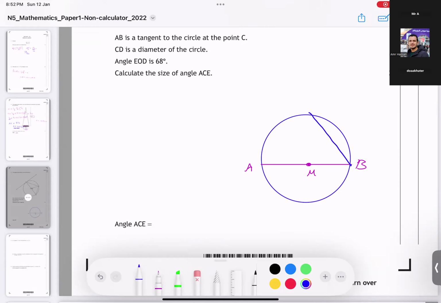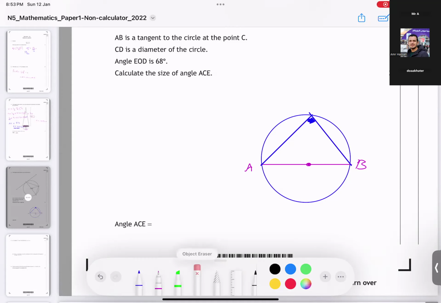This one is an inscribed angle. You don't have to get the measure of this one, because it always equals 90. Even if the problem doesn't mention it, you have to know it on your own. This one always equals 90. Did you get it?